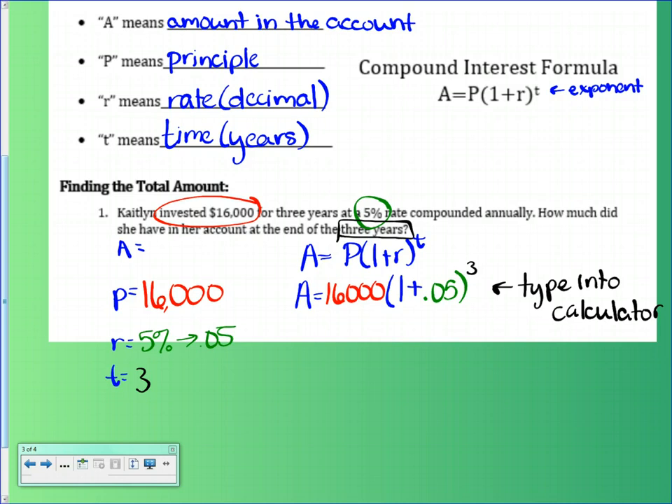You multiply all of that together, you get 18,522. And then because it's asking how much she has in her account, $18,522 is your final answer. That is the total amount that she has in her account at the end of 3 years.